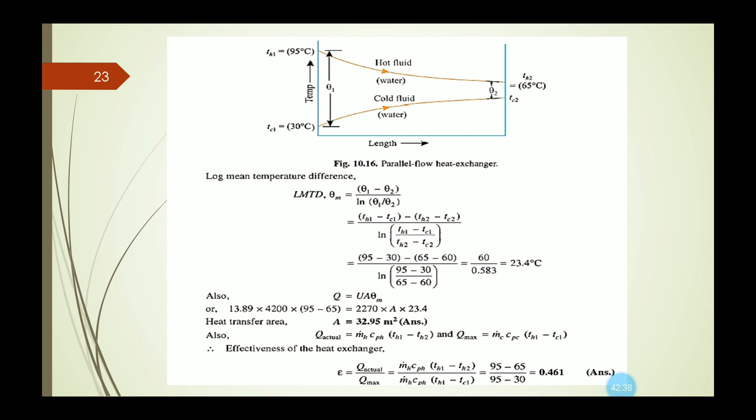Now to calculate the effectiveness of the heat exchanger, the formula is Q actual divided by Q max, that is the actual heat transfer rate divided by the maximum heat transfer rate. This concept we will study in the next lecture, that is the effectiveness NTU method, where NTU is the number of transfer units. There we will see that the effectiveness of the heat exchanger is the actual heat transfer divided by the maximum possible heat transfer. These are the formulas for the actual and maximum possible heat transfer, which are known to us. Now if we put all these values here, then after some steps we get the effectiveness of the heat exchanger as 0.461.